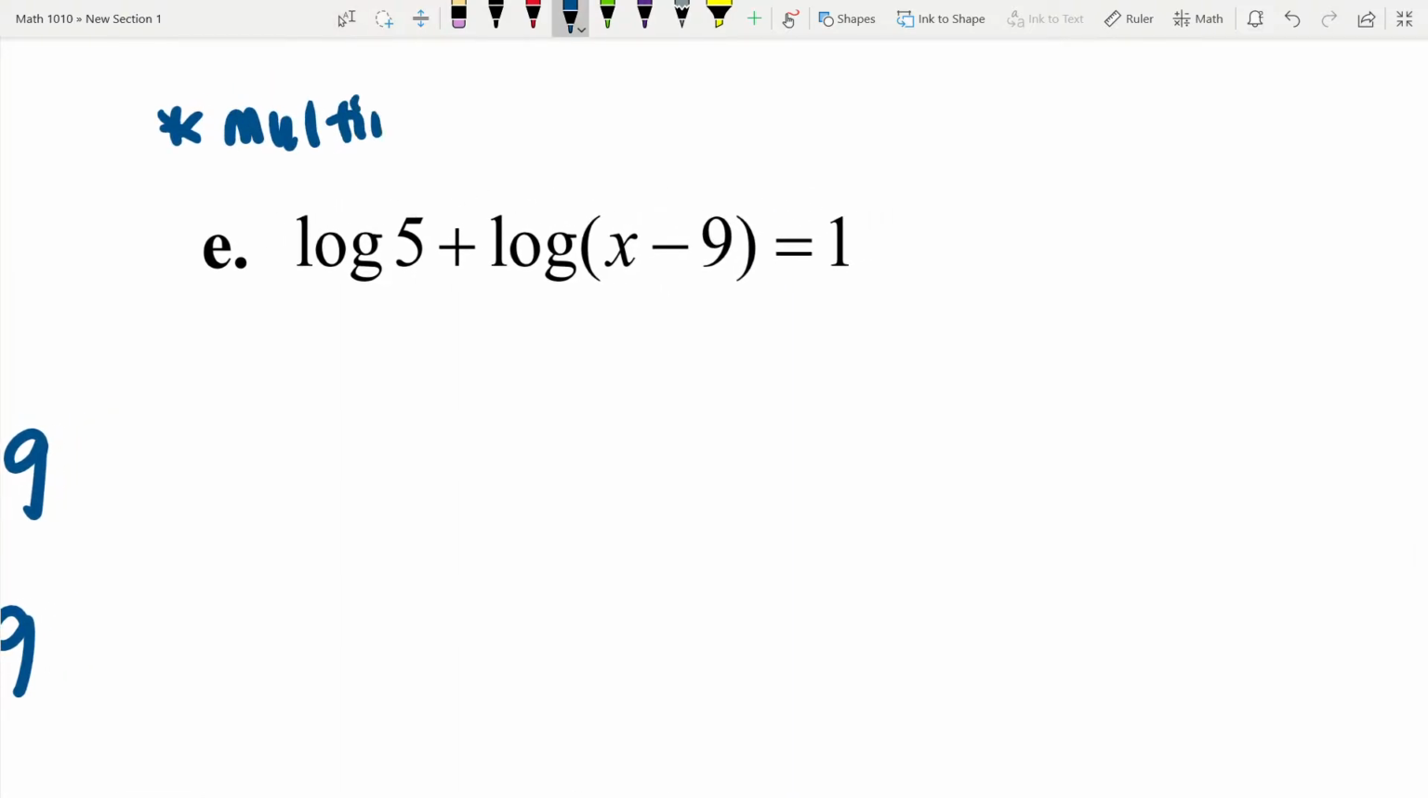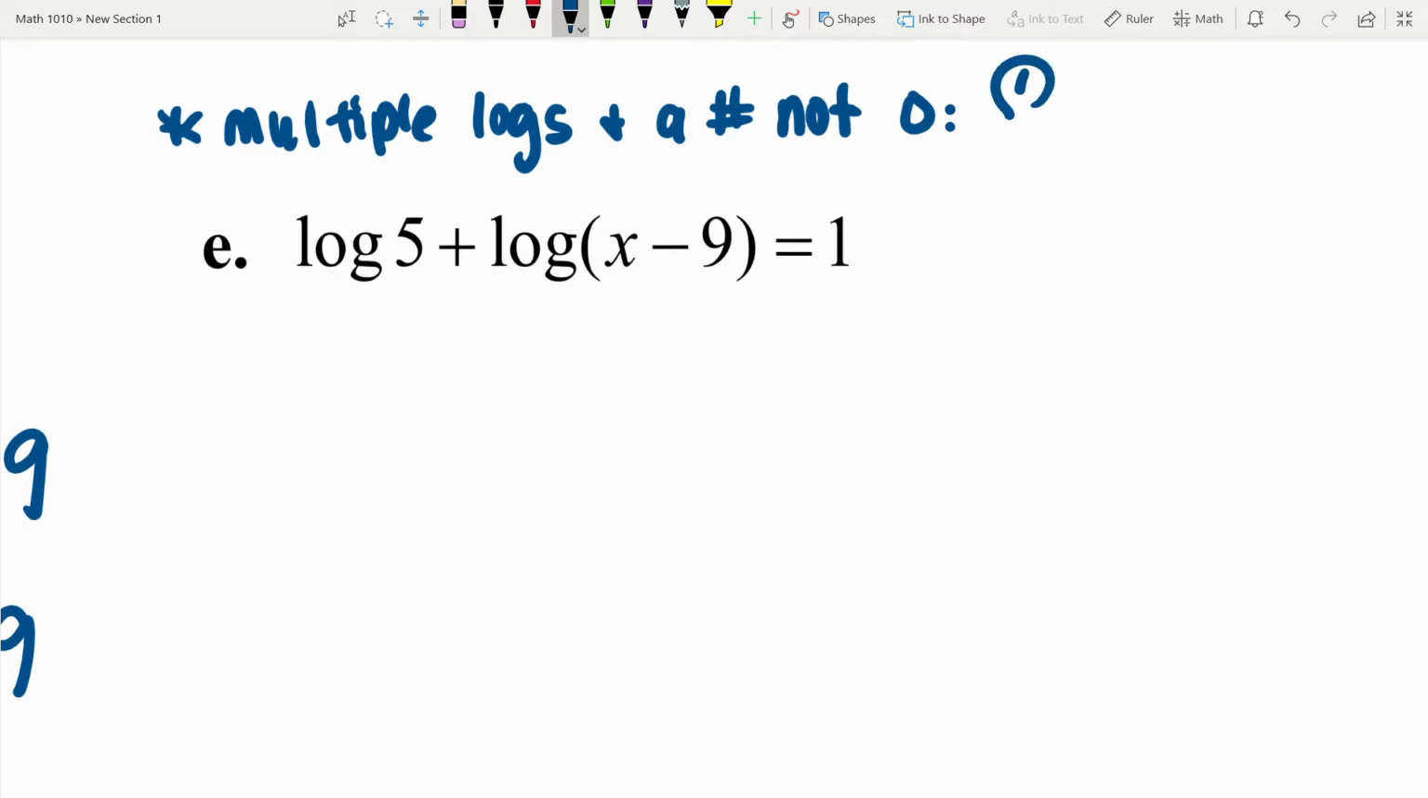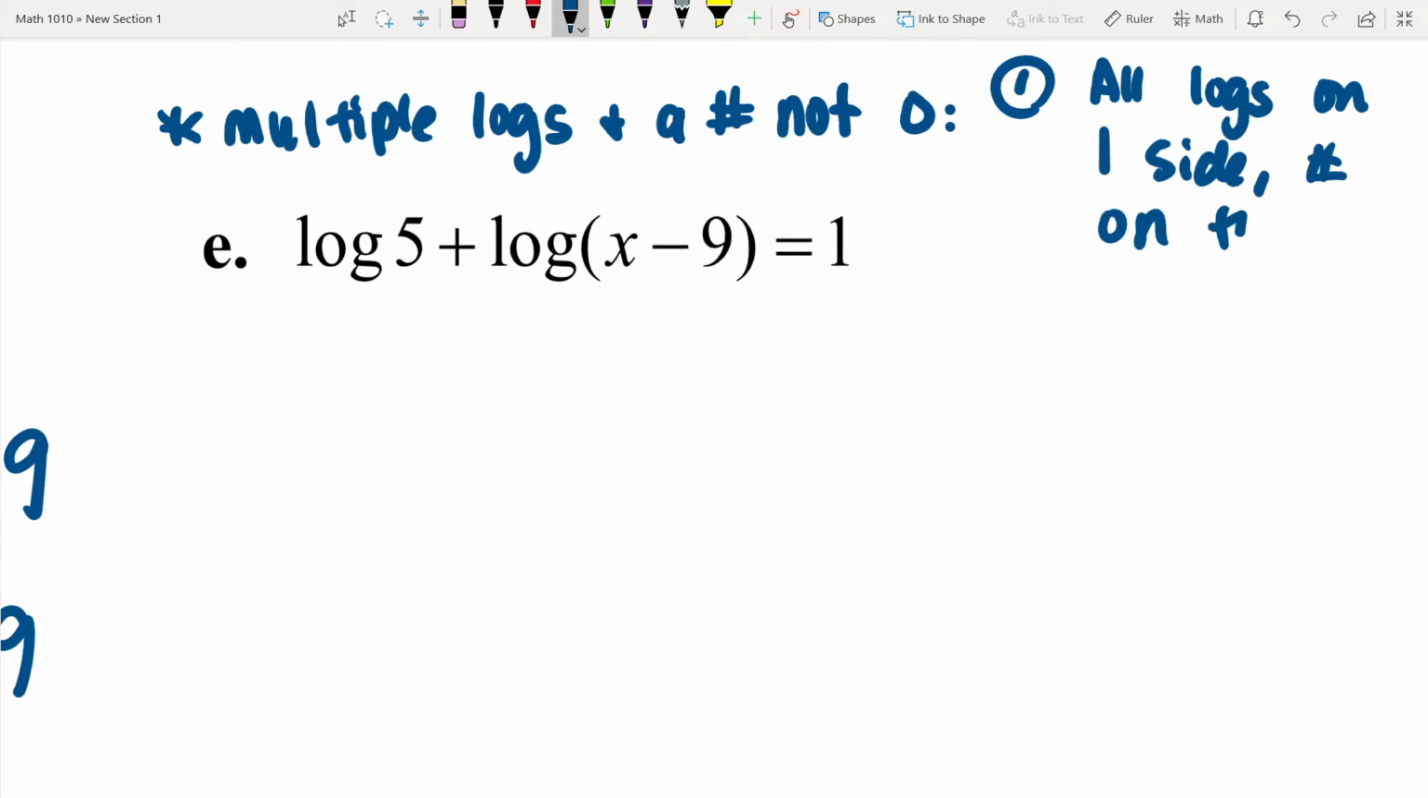Multiple logs and a number that is not 0. If you have multiple logs, however many, and a number that's not a 0, here's what you do, okay? Number 1, all logs on one side, number on the other. So split the logs and logs on one side, numbers on the other, just like it is now.